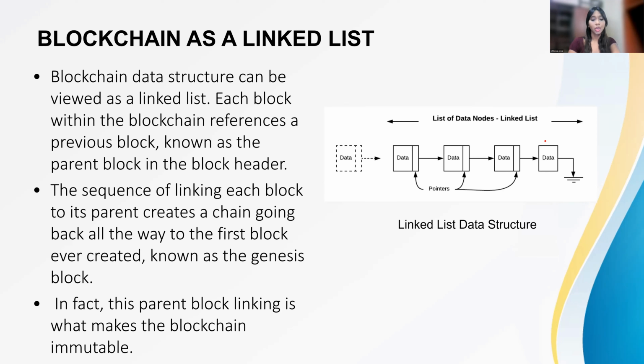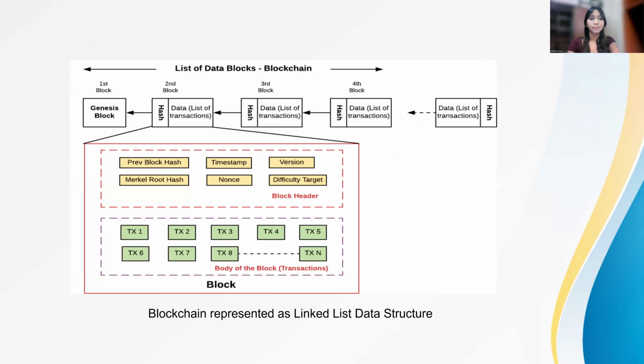So each block not only tells us where the value of the previous block was, but it also contains a digest of that value that allows us to verify the value has not changed. The sequence of linking each block to its parent creates a chain going back all the way to the first block ever created, known as the Genesis block. In fact, the parent block linking is what makes the blockchain immutable.